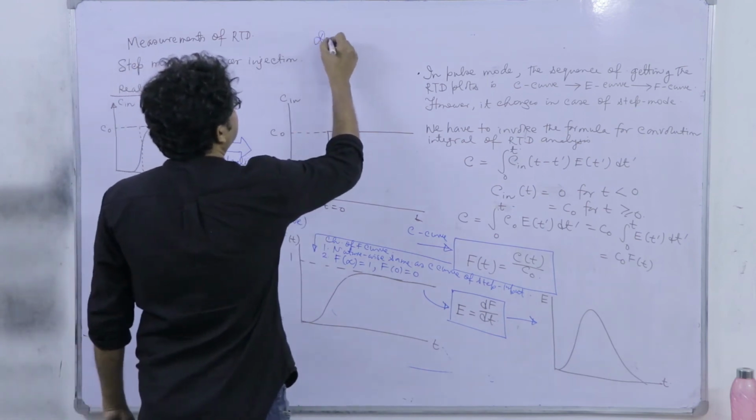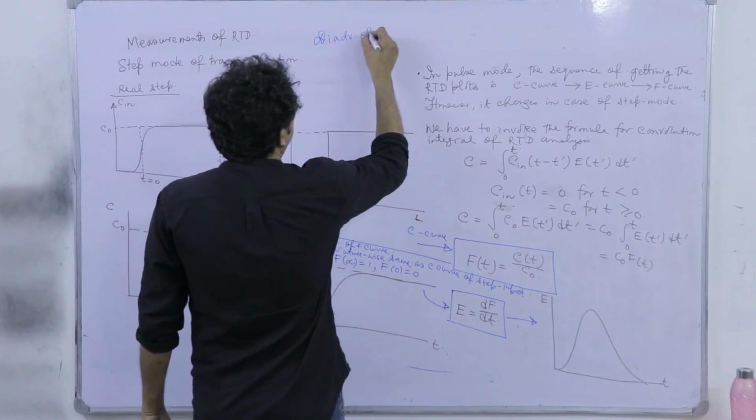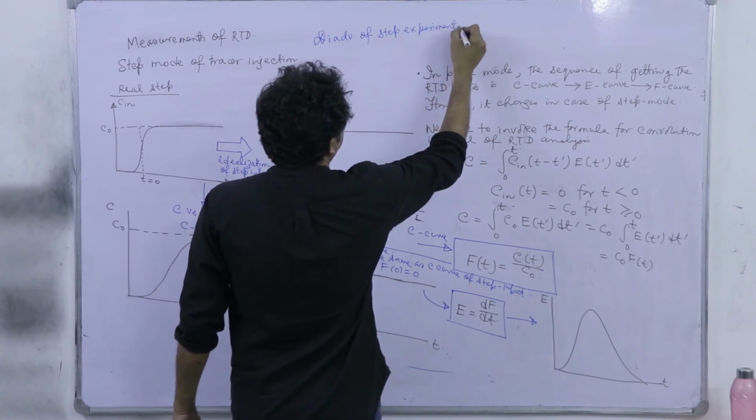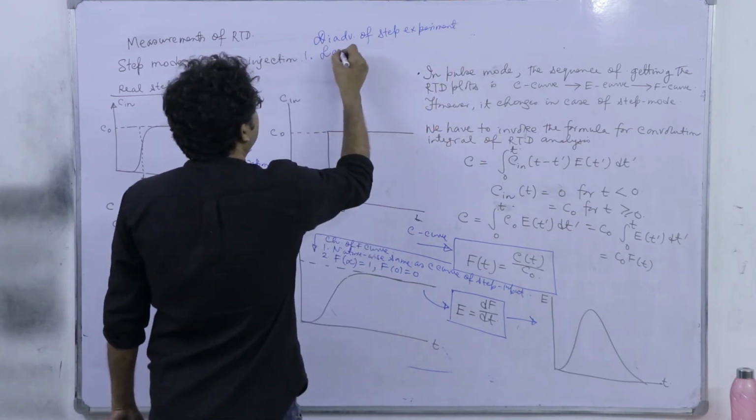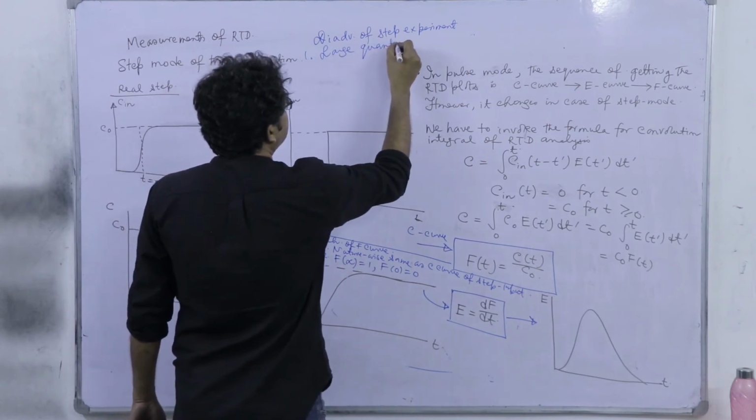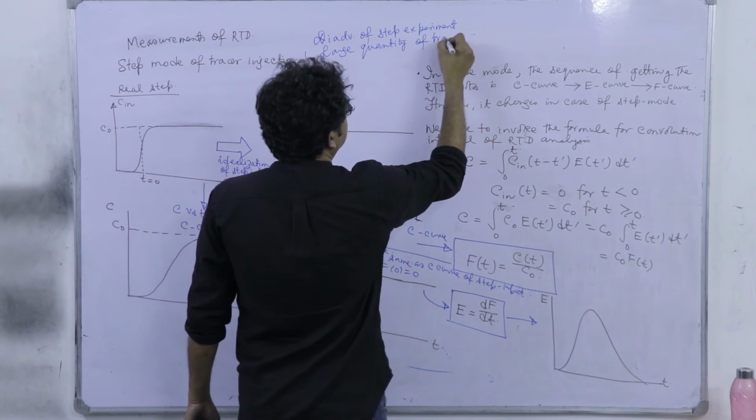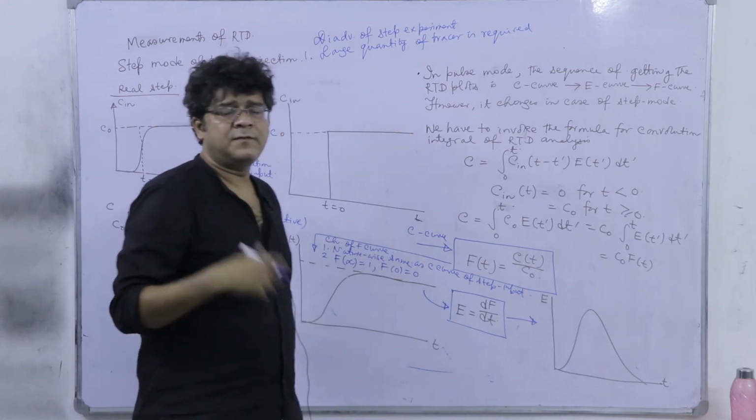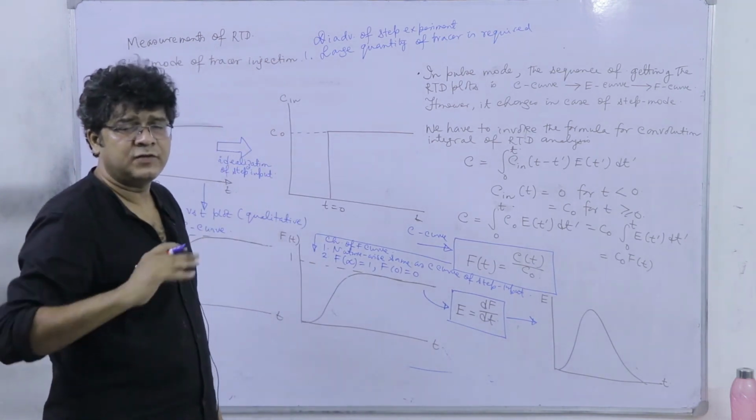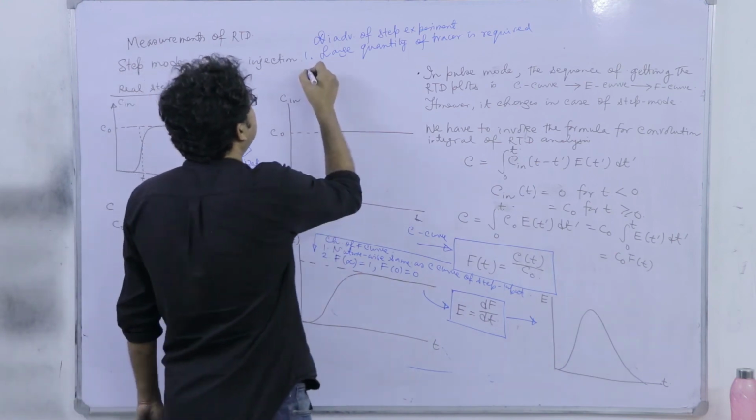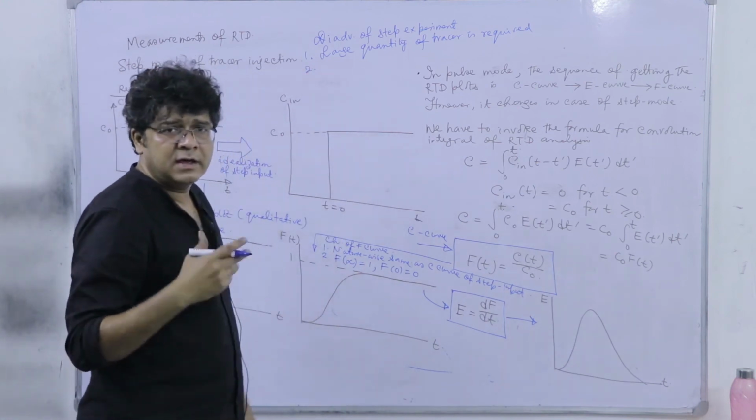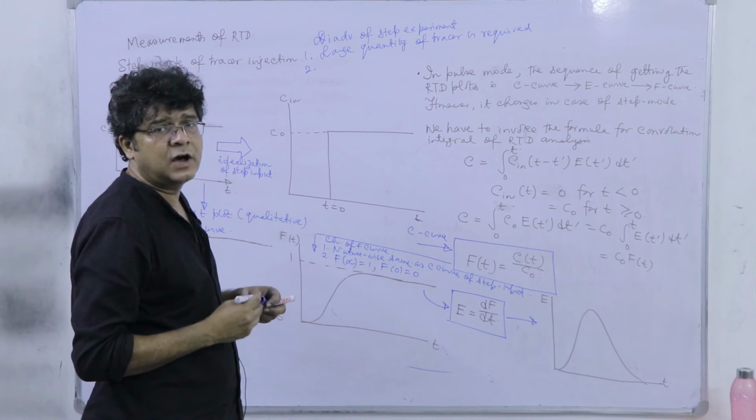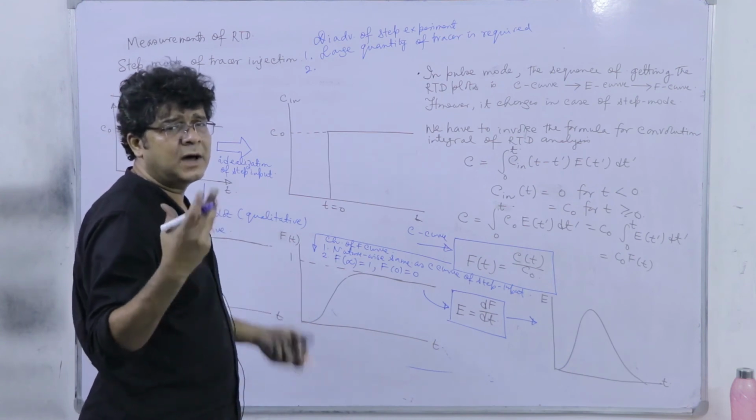So, what are the disadvantages of step experiment? The first one, a large quantity of tracer is required. Definitely you have to continuously go on injecting the tracer at the inlet of the reactor, so that is why a large quantity of tracer is required in comparison to the pulse experiment where we are injecting all the tracer at a time. So, we need a small amount of tracer there.